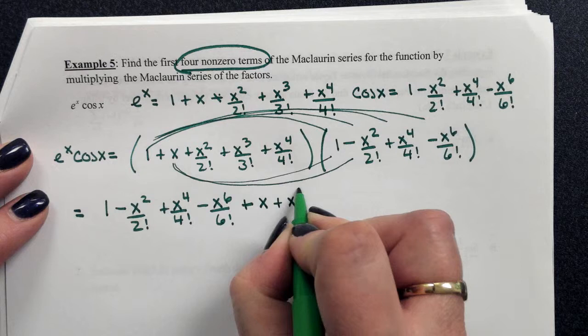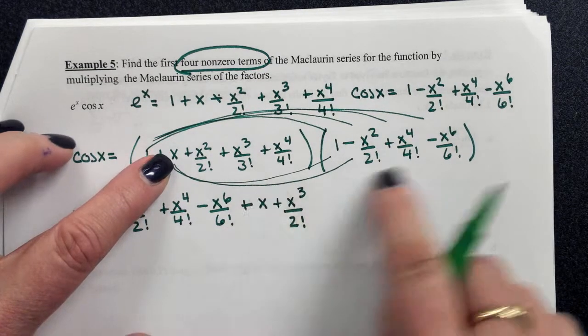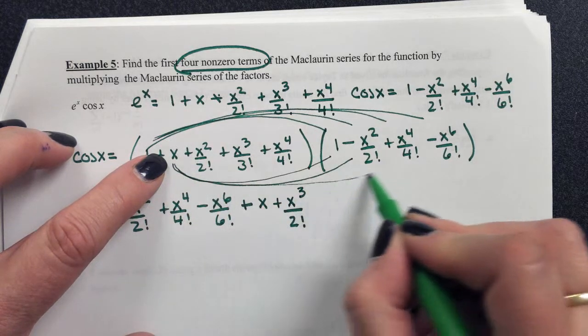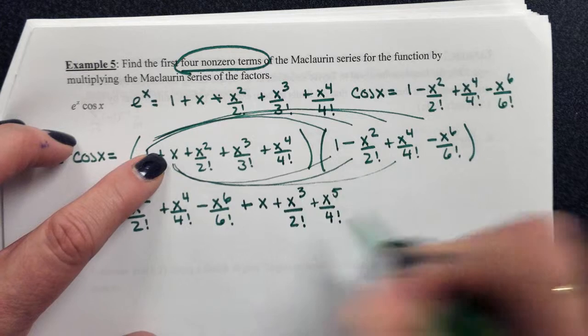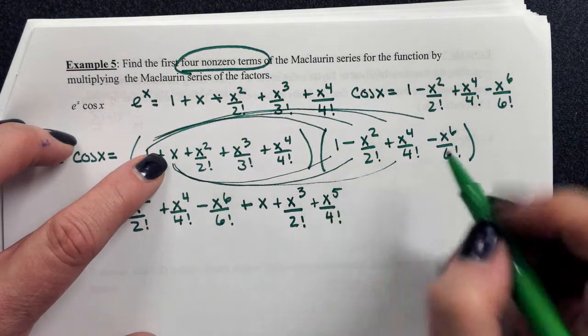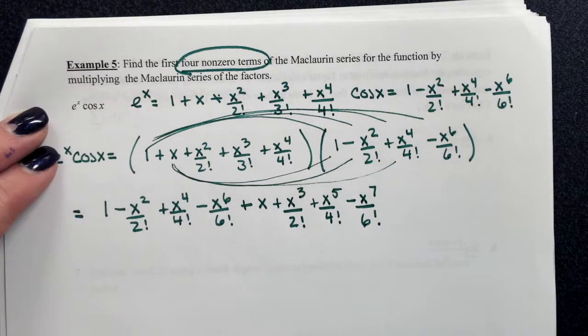X to the 3rd over 2 factorial. The next one will be x to the 5th over 4 factorial. Then I'll have a minus x to the 7th over 6 factorial.